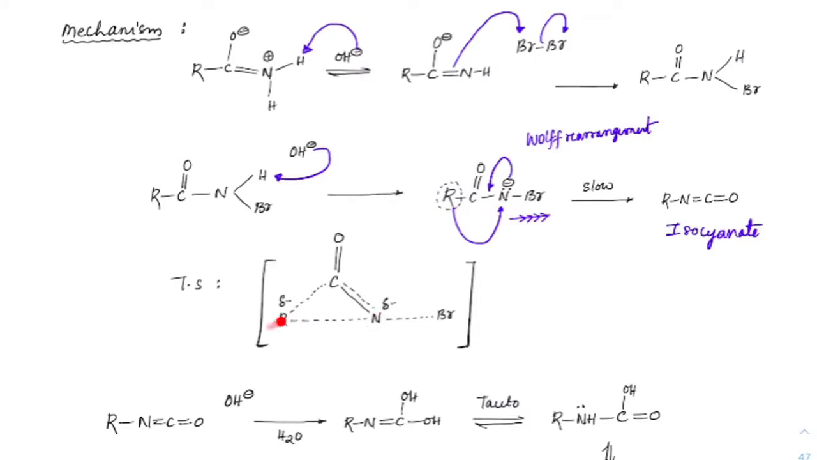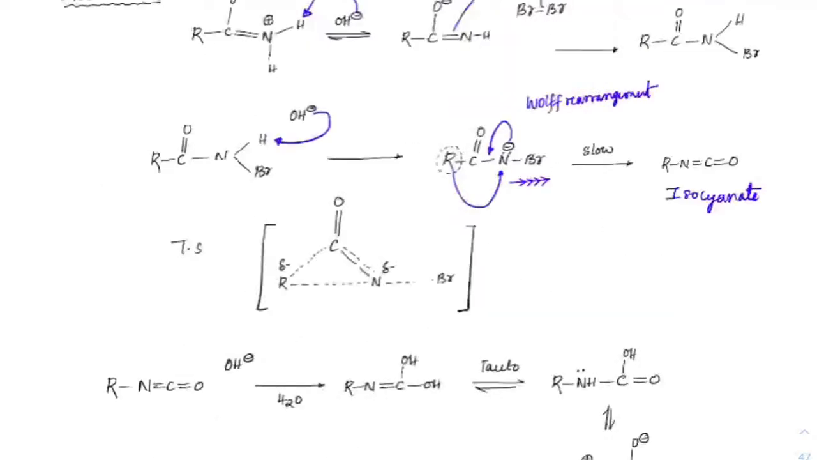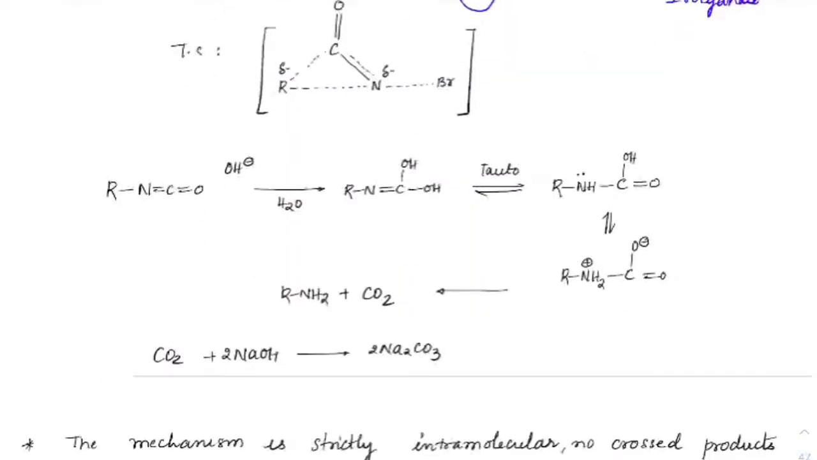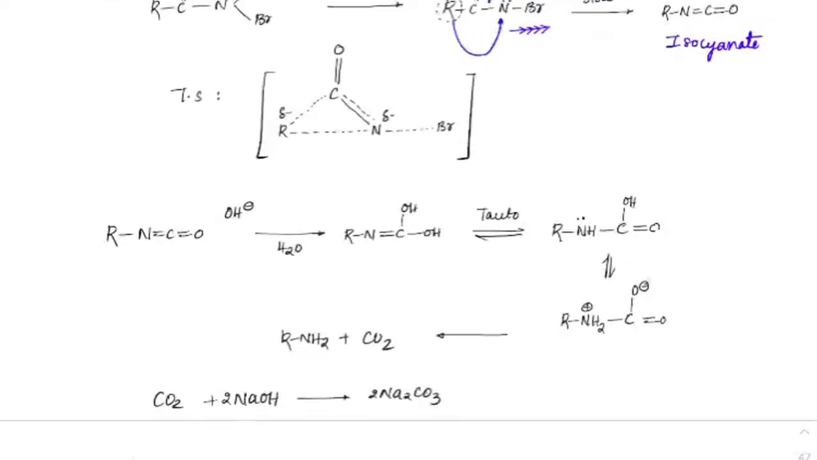Any donating groups will always help for better migration. Withdrawing groups, not so much. Okay, we will see that as an example now. Now, once you get an isocyanate, what would happen? We have still a base left here. So OH minus will attack on this carbon and we will get this as N minus.